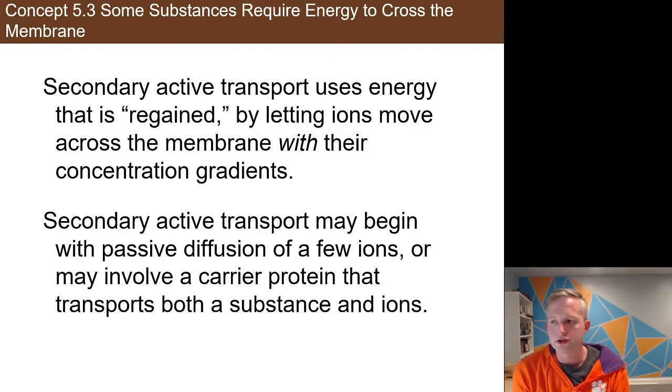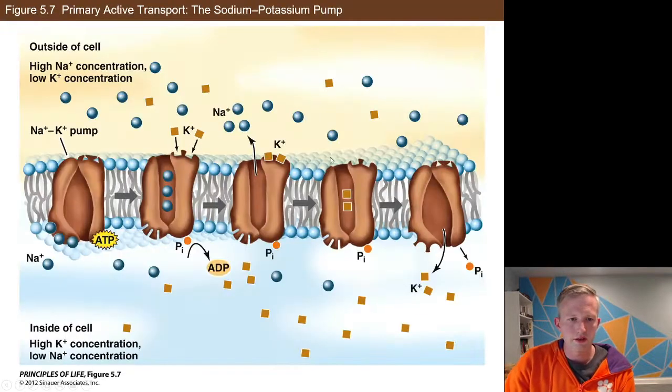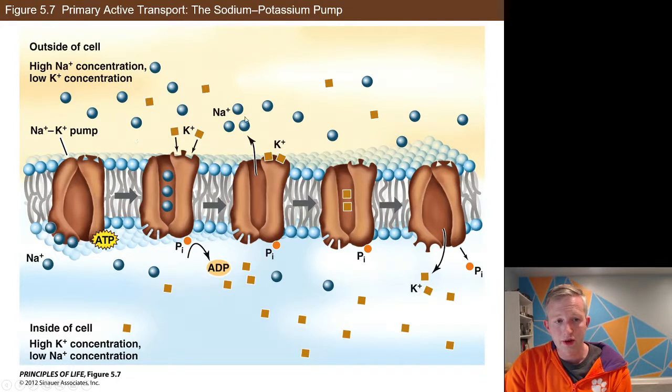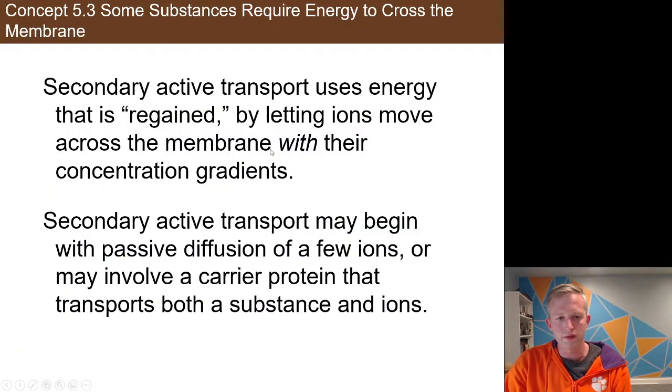So secondary transport, just to reiterate, is using energy that's basically being regained by letting ions that were moved against their concentration gradient move across the membrane with their concentration gradient. So for instance, now that I have this huge sodium concentration on the outside, I could have another protein that's allowing sodium to sneak in, but while doing that, it's allowing something else to move in as well, and that something else might be moving against its concentration gradient.